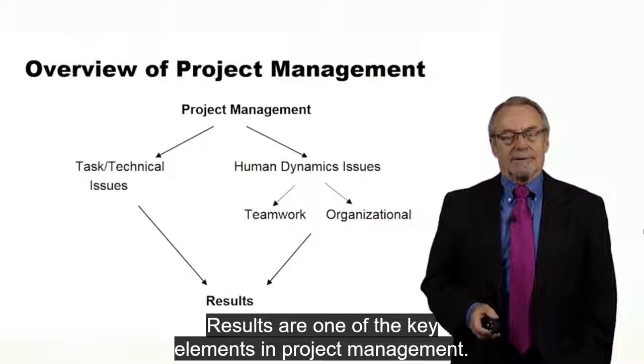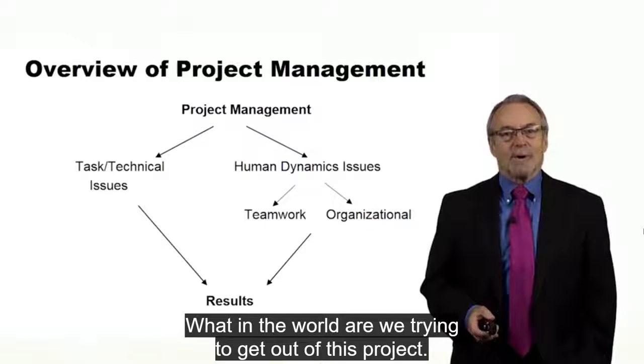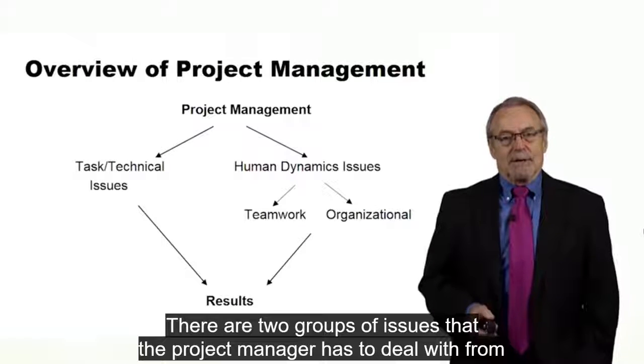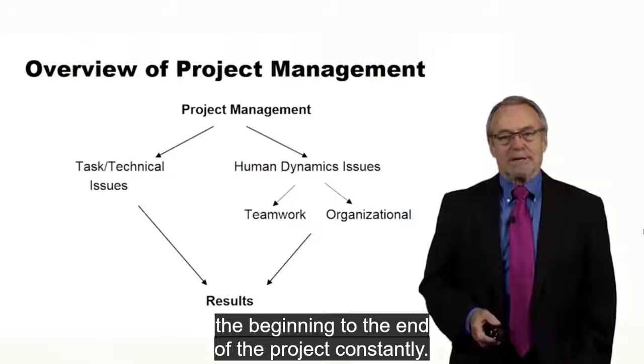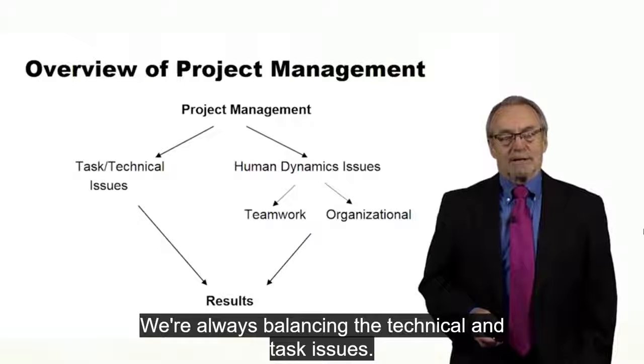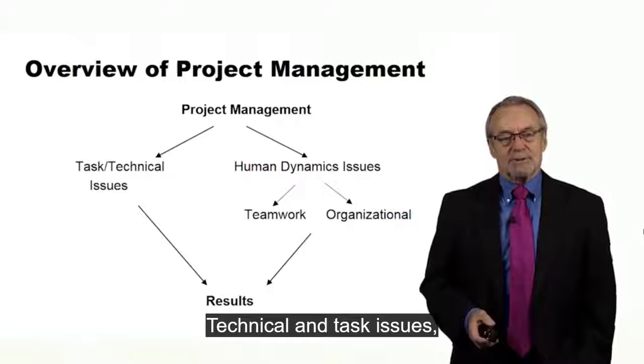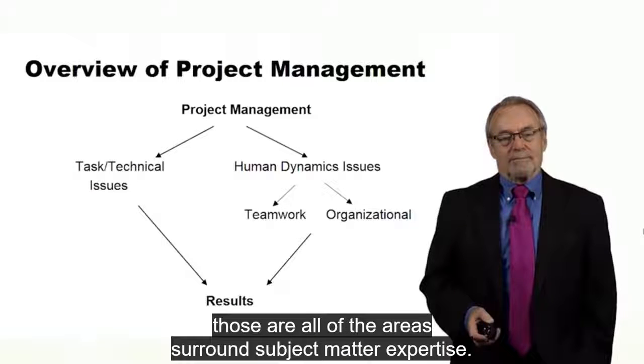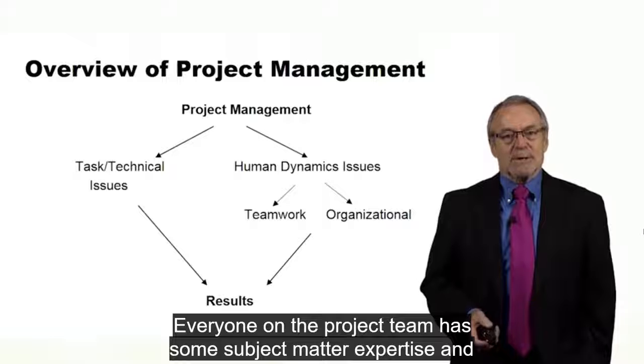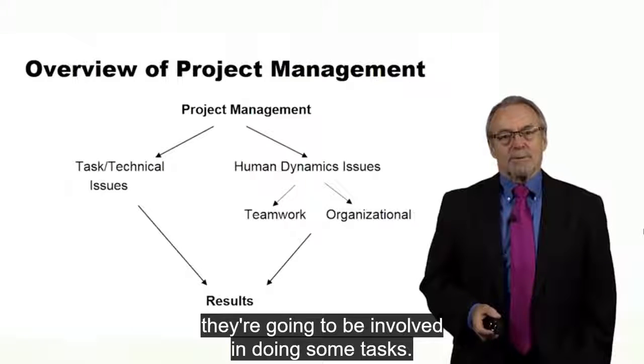Results are one of the key elements in project management. What in the world are we trying to get out of this project? There are two groups of issues that the project manager has to deal with constantly, from the beginning to the end of the project. We're always balancing the technical and task issues. Those are all of the areas around subject matter expertise. Everyone on the project team has some subject matter expertise, and they're going to be involved in doing some tasks.